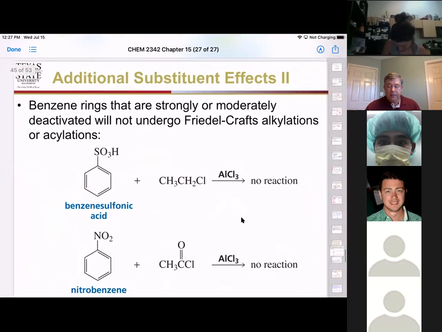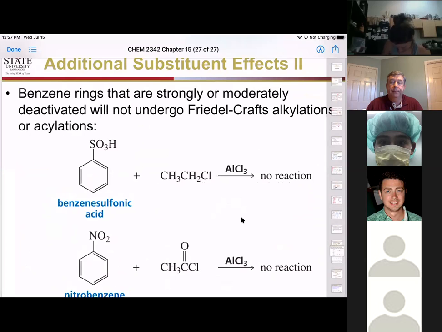so let's look at other effects we have here. Okay, the other effects we have are based on the idea that our deactivating groups will not allow certain reactions to happen. So in a deactivated benzene, things like nitrations and sulfonations can happen. However, if you have a strong or moderate deactivator, Friedel-Crafts reactions do not occur. Okay, so there's a couple different reasons for that, and we'll talk about that.